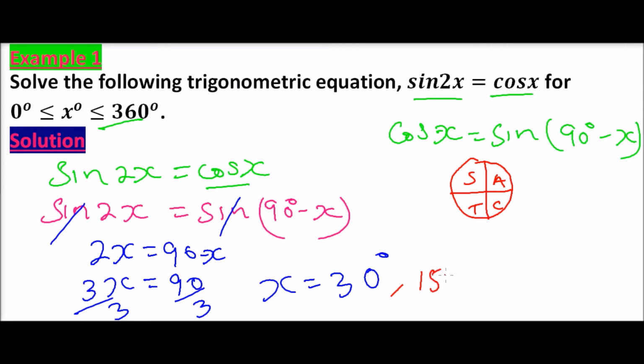So the other angle that satisfies our condition here is 150. We cannot take the third quadrant because sine is negative in this case, and also in the fourth quadrant. So we will not consider those angles. These are the two angles that satisfy our equation, and that's how you work it out.